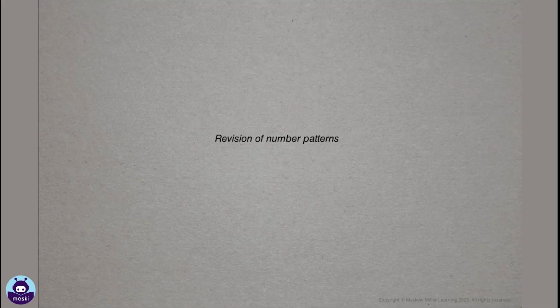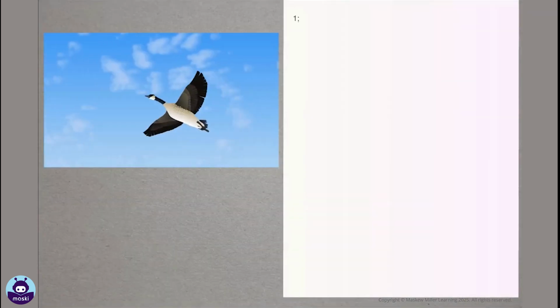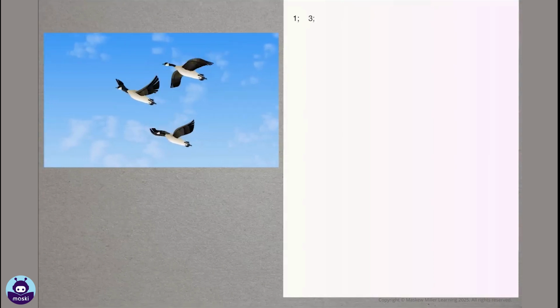Revision of number patterns. Consider the number pattern -1, 5, 11, 17, and so on. If the difference between any two consecutive terms is constant, the pattern is linear. Recall the V-shaped flying pattern of geese that we learnt in grade 10.